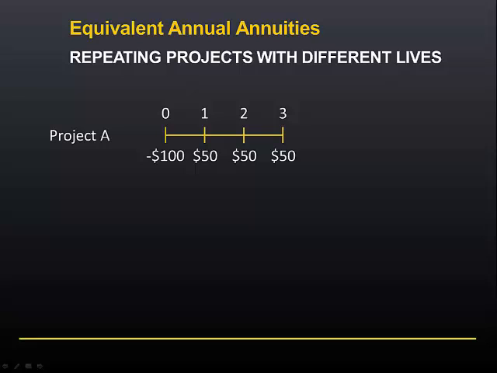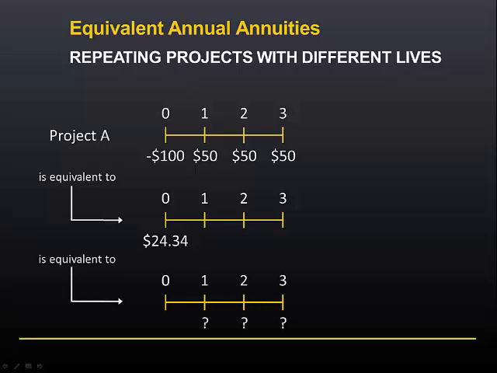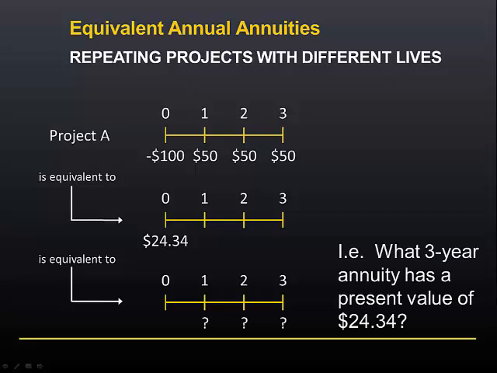Here is the first iteration of Project A, and we've established that its NPV is $24.34, and therefore those 4 cash flows are equivalent to a single cash flow of $24.34 at time 0. A single cash flow of $24.34 at time 0 is also equivalent to a 3-year annuity, and we need to calculate the value of that annuity. What cash flow received over the next 3 years will have the same present value as Project A?